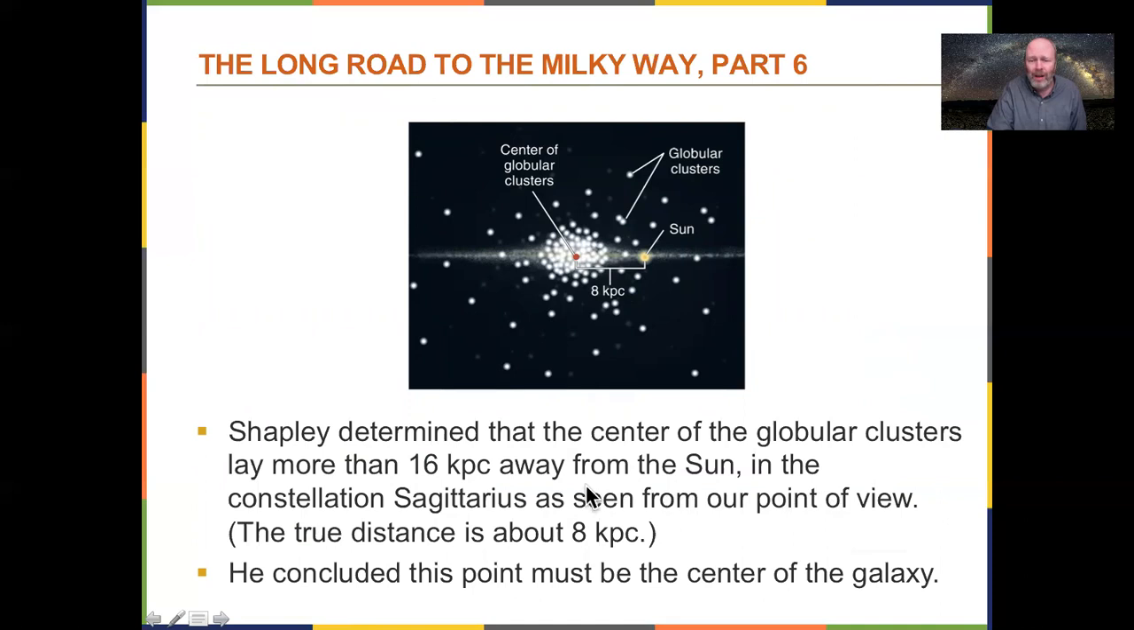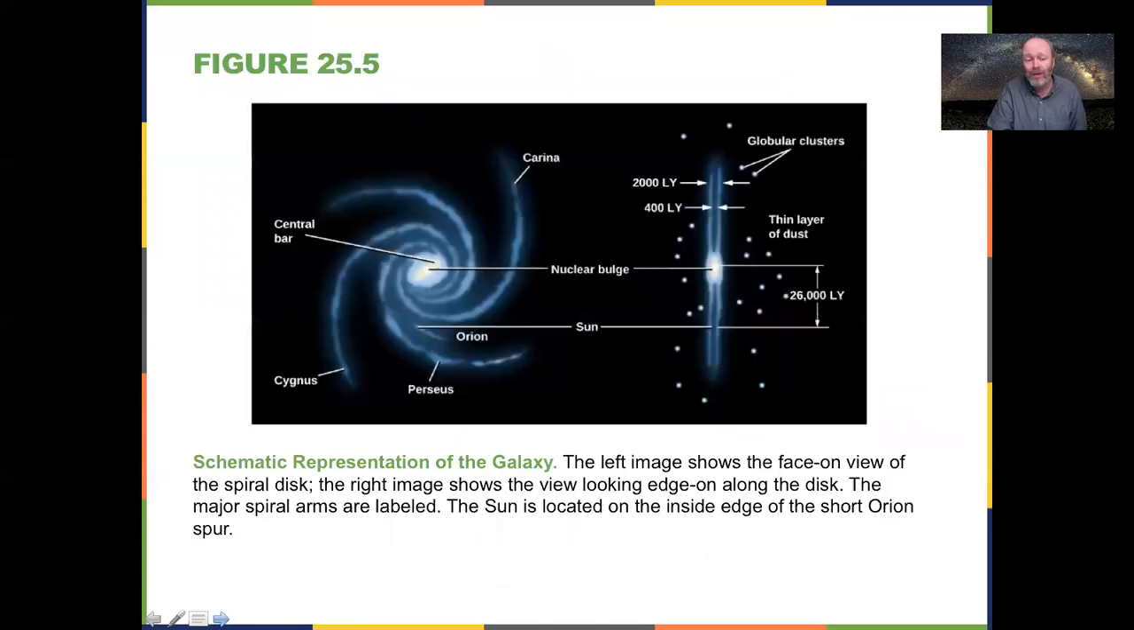So what he figured out was that the center of that was probably quite a bit away from where we are. He actually overestimated it. We're actually about 25 to 30,000 light years away from the center of our galaxy. Remember, close is good in astronomy. He overestimated that, but he concluded properly that the center of where all the globular clusters seemed to be moving was in fact the center of the galaxy, not our sun.